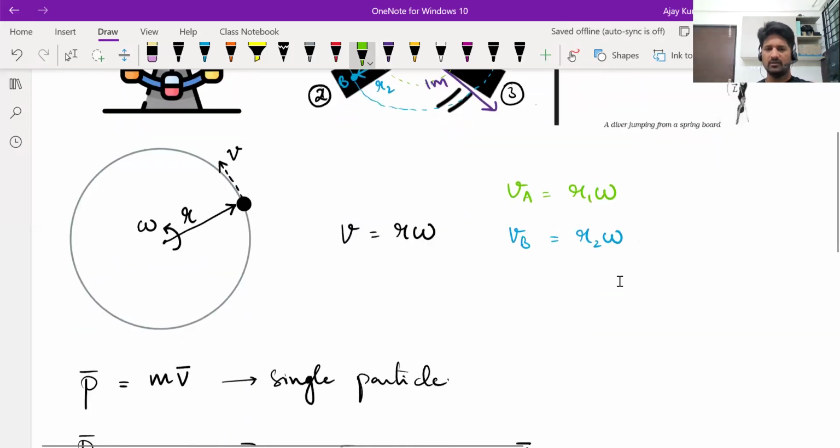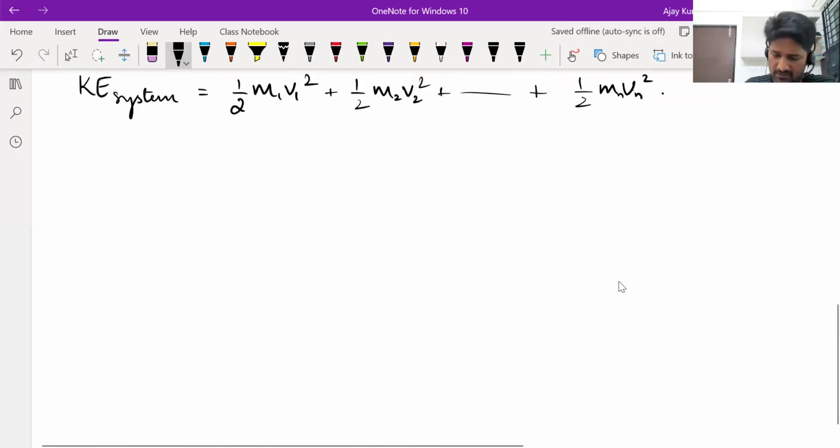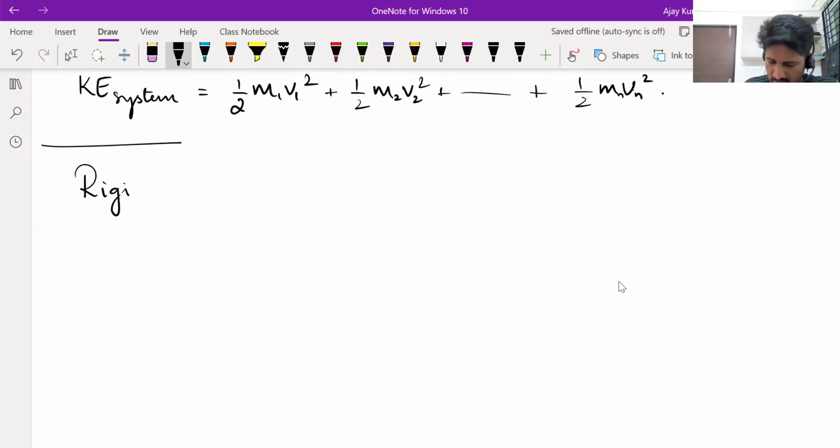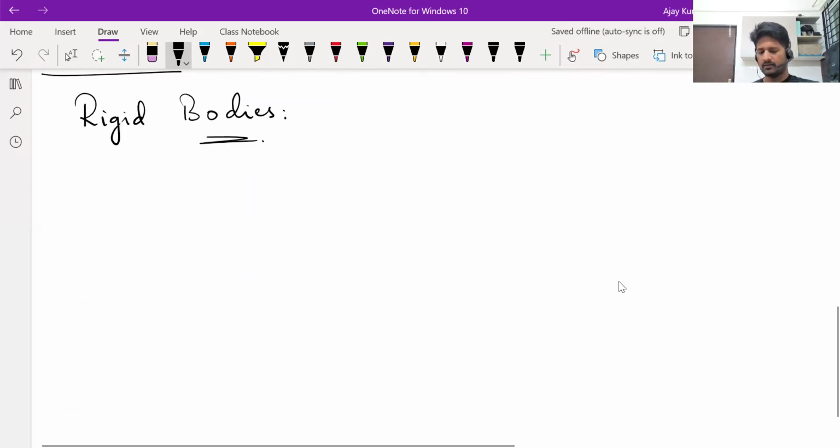As far as your syllabus is concerned, we will only be studying about rigid objects or rigid bodies. Can any of you tell me the meaning of the word rigid? Or when do you call an object a rigid object?